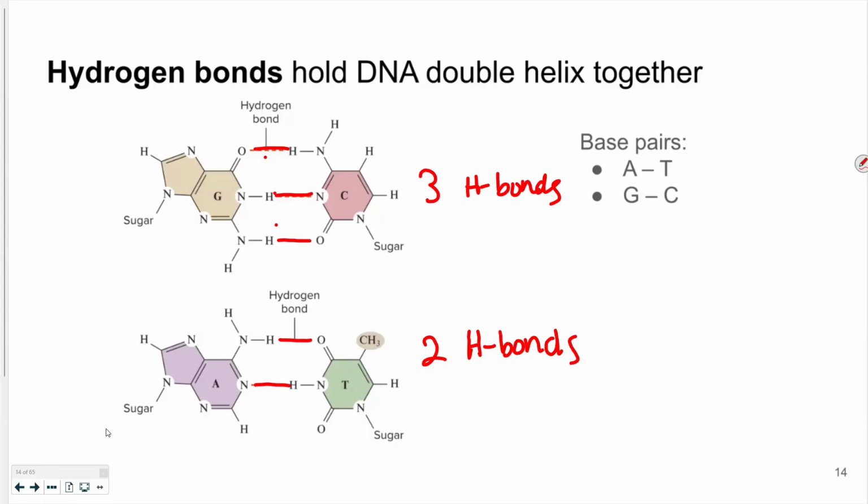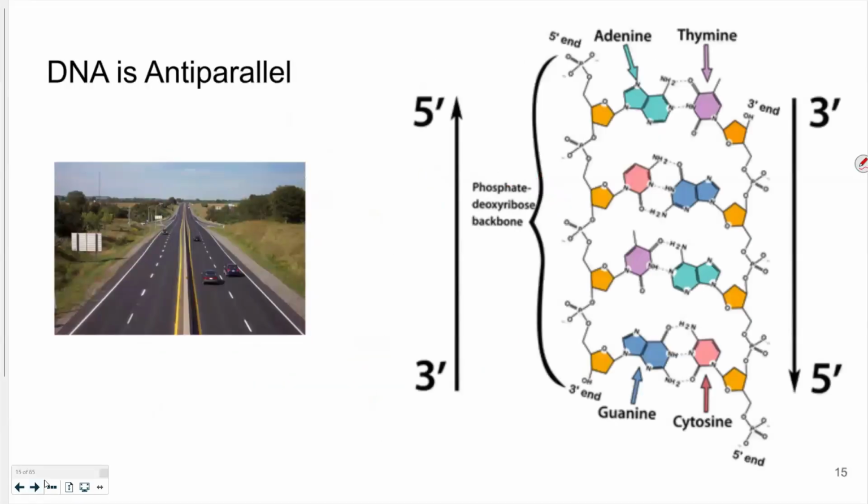Remember that hydrogen bonds are individually weak, but collectively strong. The 2 DNA strands, being held together in the middle by those hydrogen bonds between the base pairs, run in the opposite directions as each other. On this side, the 3 prime end is here, the 5 prime end is here. On the other strand, pointing in the opposite direction.